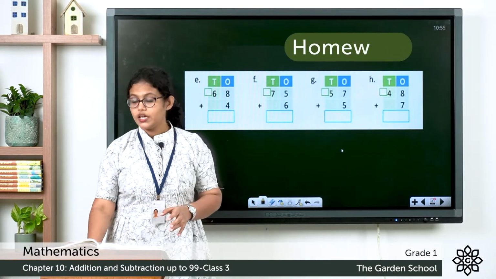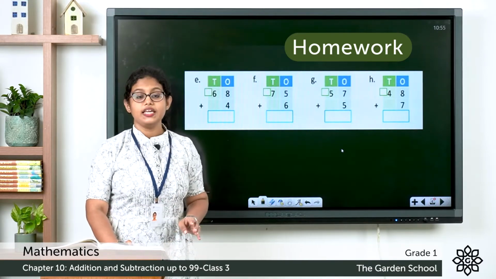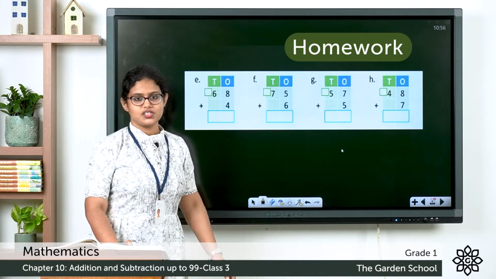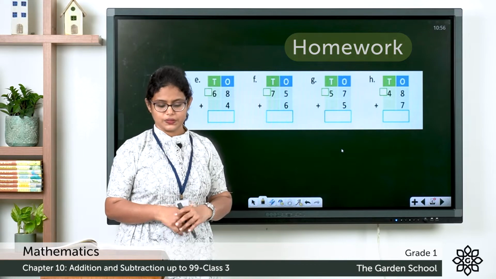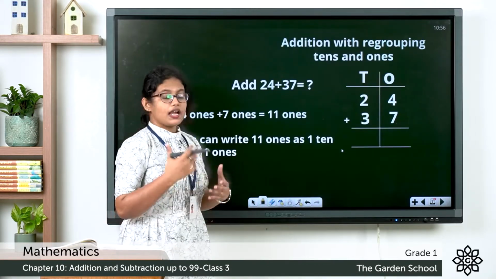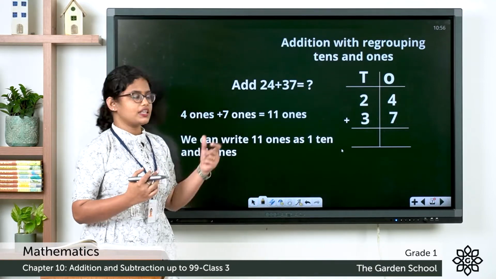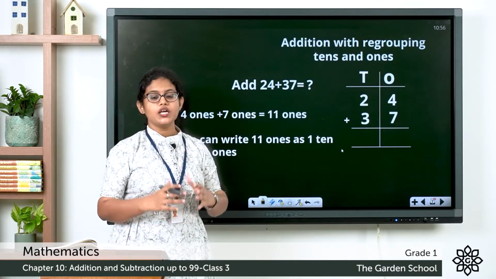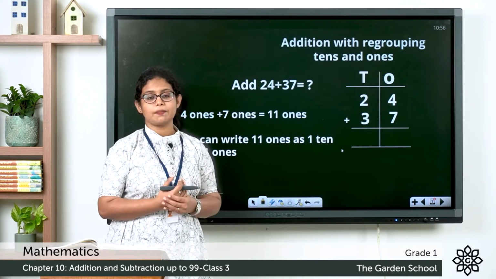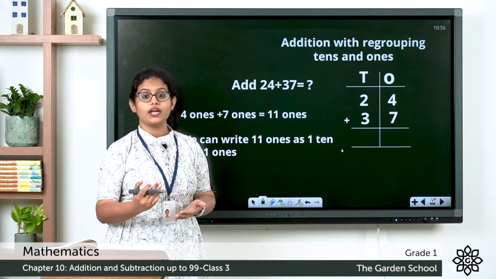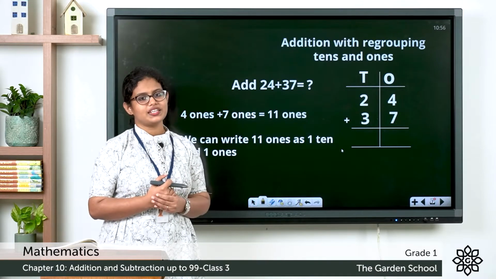Likewise, on page number 142, you have sums E, F, G and H. The same way that we have done, you can do this by yourself. The next is the same thing, addition with regrouping tens and ones. Here we are going to add two 2-digit numbers. Now we discussed adding 2-digit and 1-digit numbers. Now let's learn adding two 2-digit numbers.